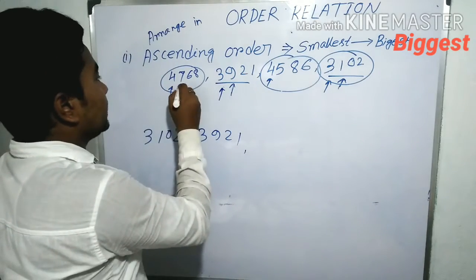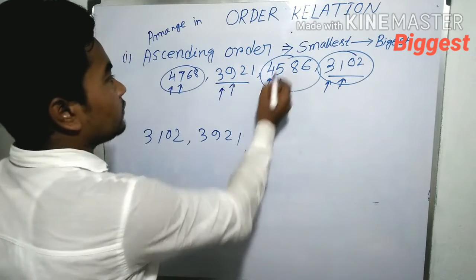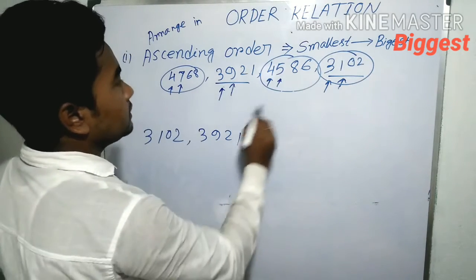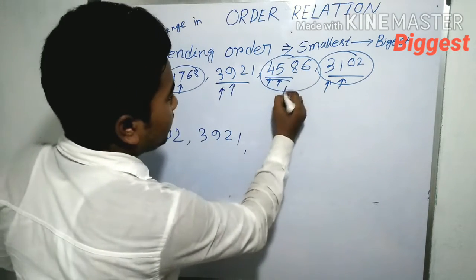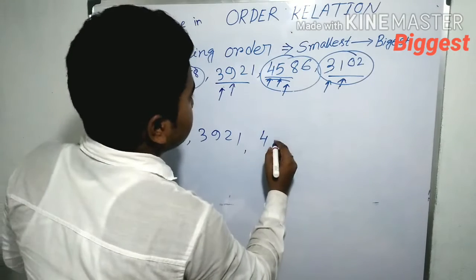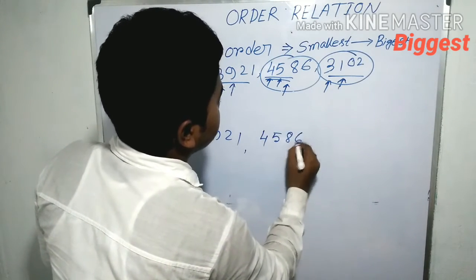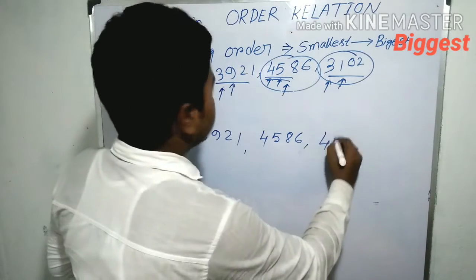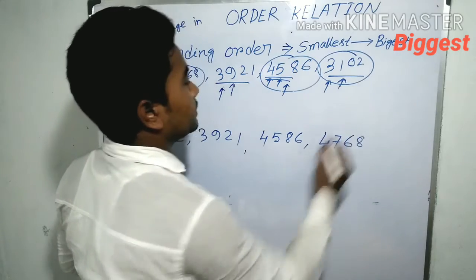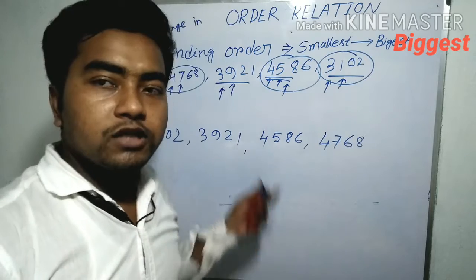Here the second digit is 7, here the second digit is 5. As 5 is less than 7, this number will be less than this. So we got the third number here. The third number is this, and the biggest number will be 4768. So in this way we will solve the arrangement.